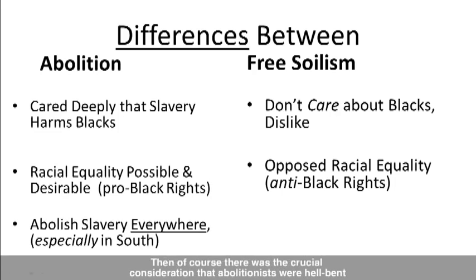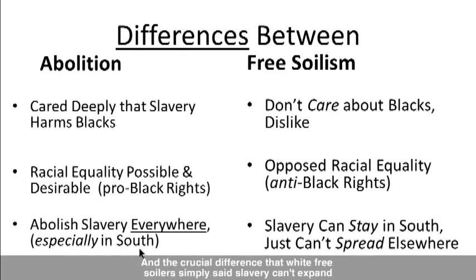Then, of course, there was the crucial consideration that abolitionists were hell-bent on ending and abolishing slavery everywhere in the country. And of course, this did not exempt the South, since the vast majority of slaves were in the southern states. And the crucial difference, that white free soilers simply said slavery can't expand out of the South, but it may stay in the South where it already was.